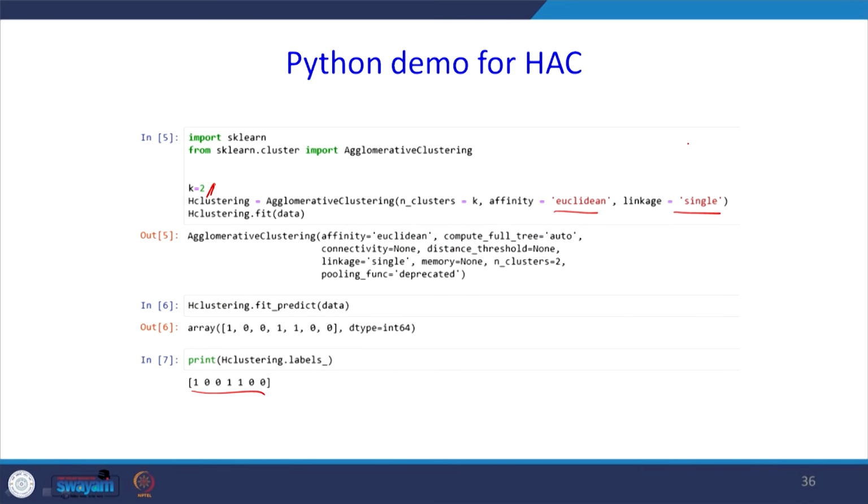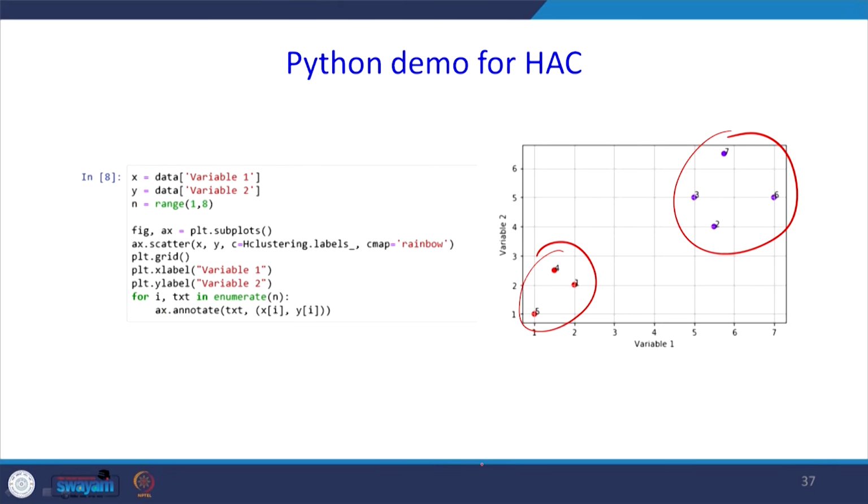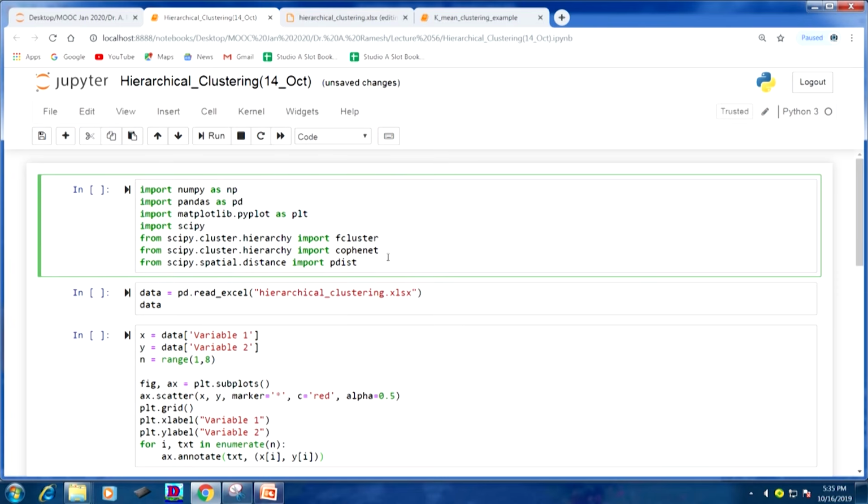Suppose if you write k equal to 3 here, you may get 3 clusters. Now, I am going to the Python demo for doing this agglomerative hierarchical clustering. Now, I am going to show how to do agglomerative hierarchical clustering in Python.